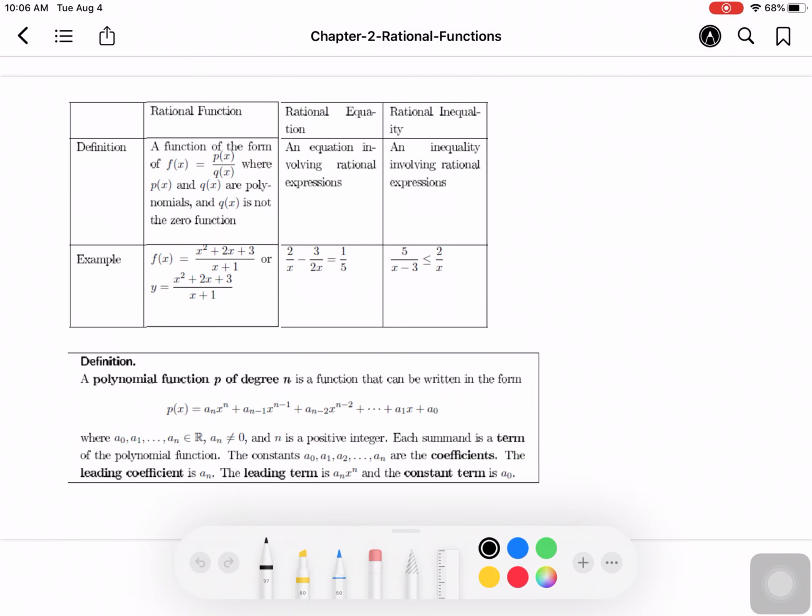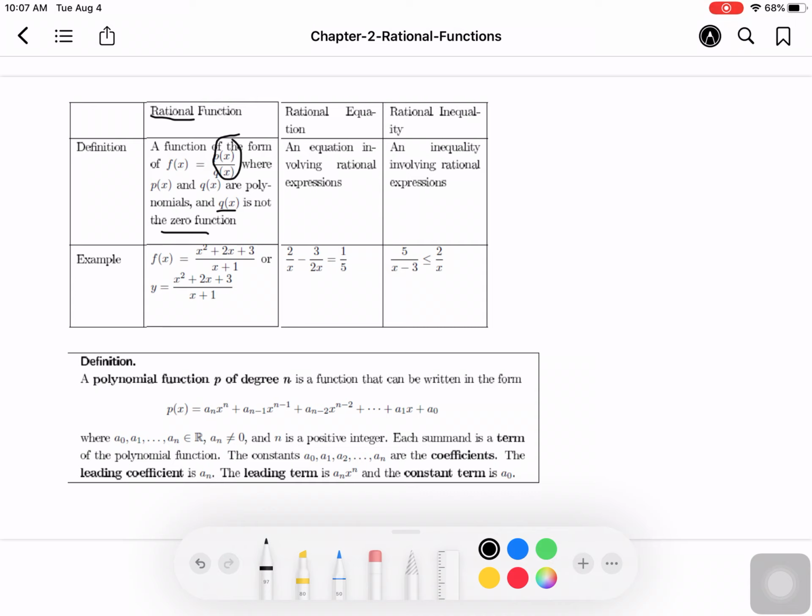Okay. Rational function is defined by this. A function of the form f of x equals p of x over q of x. So when we say rational, meaning parang ratio or in fraction form. That is why this is in fraction form. Where p of x and q of x are polynomials and q of x is not a zero polynomial. Because if your q of x is a zero function, it means your f of x is undefined. Okay, and denominator will be undefined.